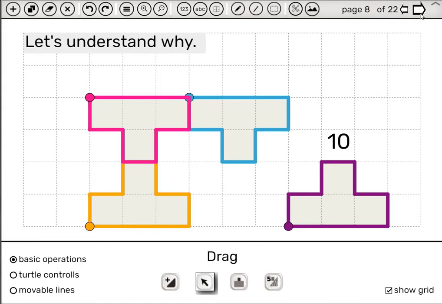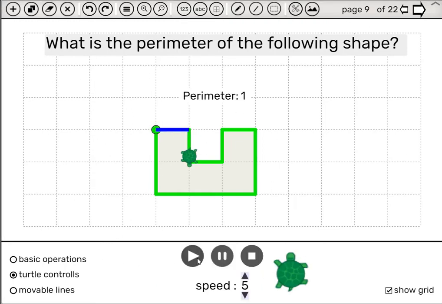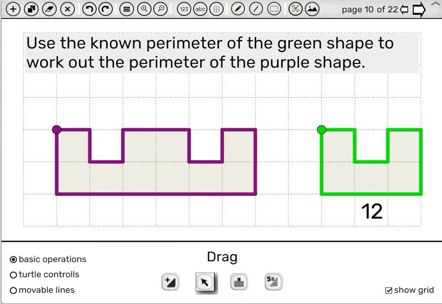Let's move on. And we have a new shape. See if all students in class can actually cope with this slightly more tricky shape. A few students will probably like to be the ones to click play on the turtle controls. You can simply pass around a wireless mouse to do this. And let's move on.